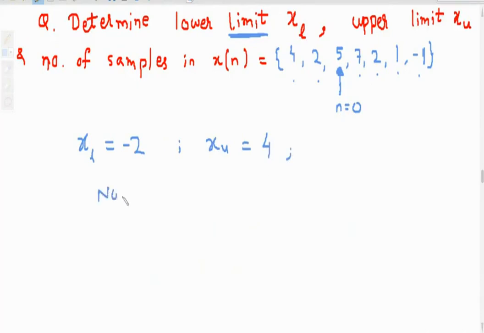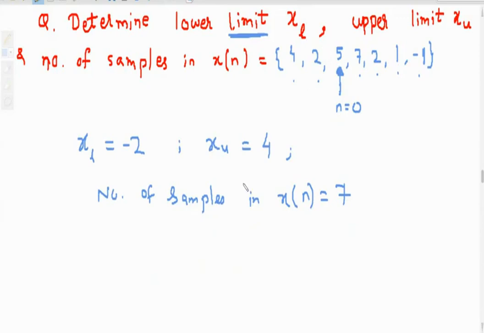Next we have to determine the number of samples in x of n. So there are a total of 1, 2, 3, 4, 5, 6, 7. So there are 7 values. The number of samples is 7. These 4, 2, 5, 7, 2, 1, minus 1 are the amplitudes.